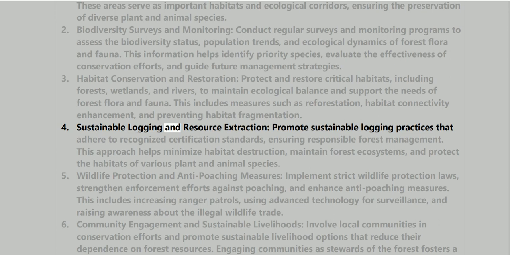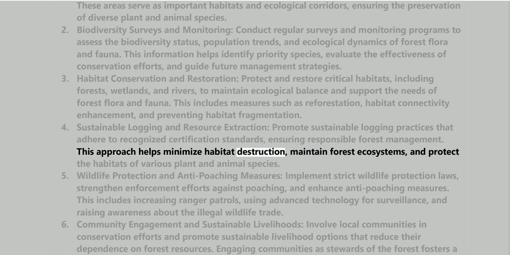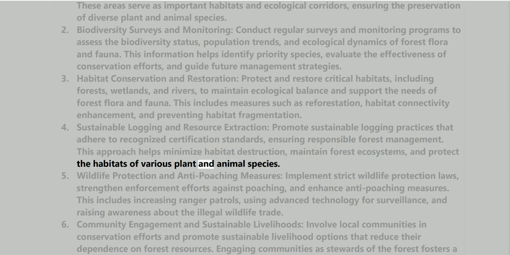4. Sustainable logging and resource extraction. Promote sustainable logging practices that adhere to recognized certification standards, ensuring responsible forest management. This approach helps minimize habitat destruction, maintain forest ecosystems, and protect the habitats of various plant and animal species.